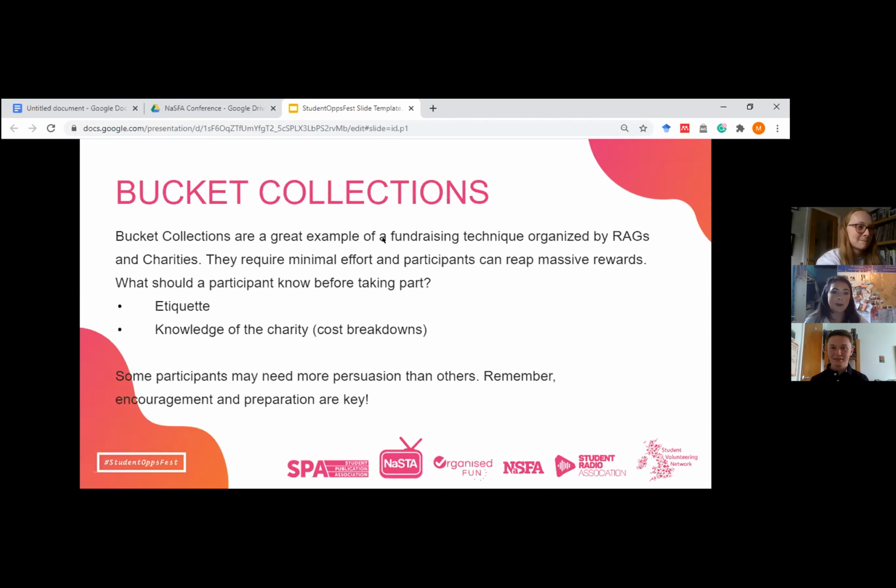So I'm going to talk to you a little bit about bucket collections, and I think these are a great way to fundraise and for you to support participants. Bucket collections seem to be really hit or miss with people. Some absolutely love them and rely on them to be their main source of fundraising. Some people manage to raise hundreds and hundreds in one go, while others can't stand them and seem to spend more money on their train fare getting there, which is a real shame.